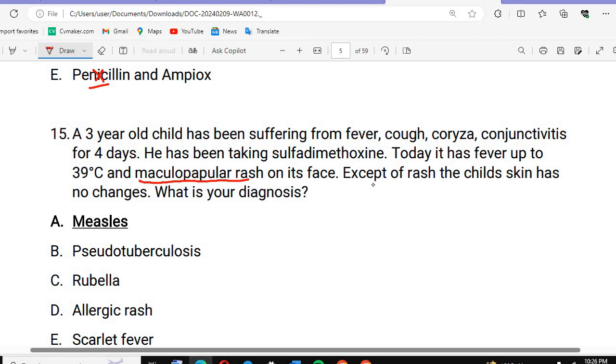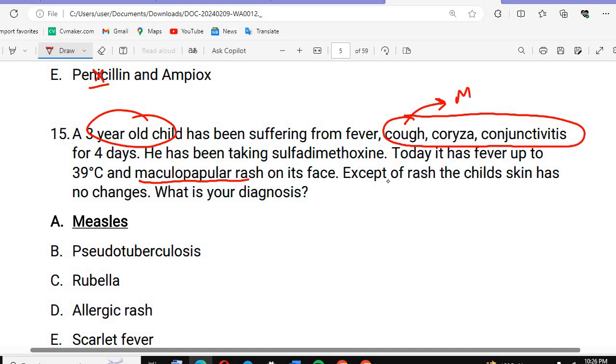So what condition? See, first we see there is a 3-year-old child. There is cough, coryza, conjunctivitis. The strong history of cough, coryza, conjunctivitis. Nothing else you need to understand. Just mark measles. In measles, the 3 Cs are very important: cough, coryza, conjunctivitis. He is taking a drug for that. Today he has fever up to 39 and maculopapular rash. We know there are Koplik spots and the maculopapular rash in measles, that we will study. I hope this is clear till now.